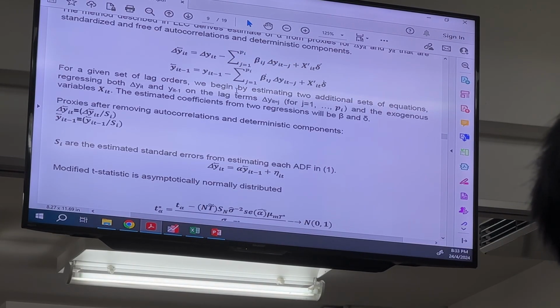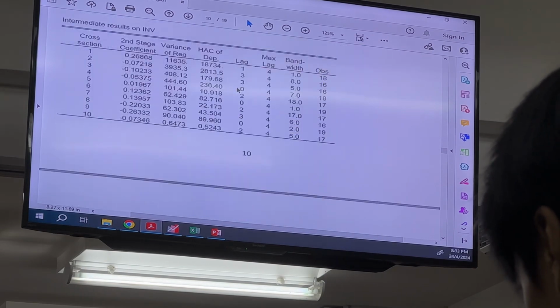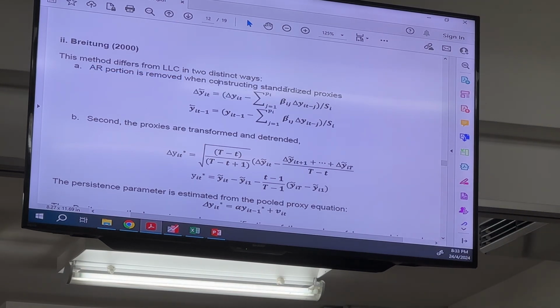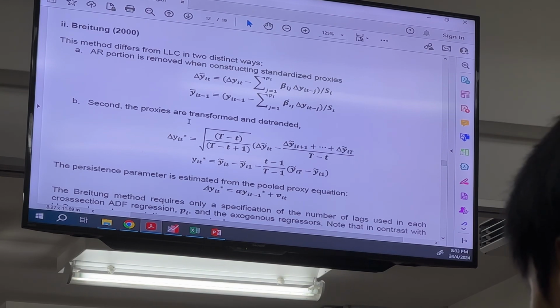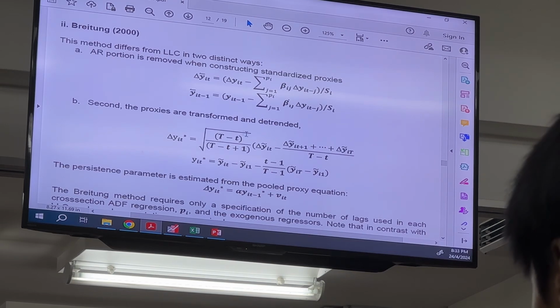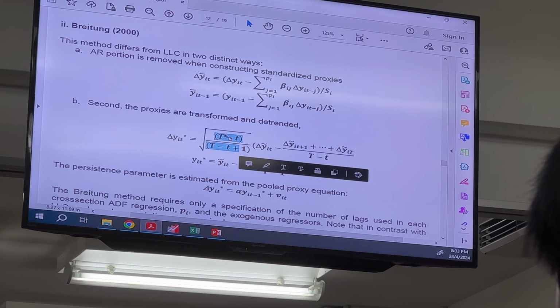This means that the autoregressive portion in the breakdown is removed when constructing the standardized proxy. And now the proxy is transformed and retrained. So how do they transform? They impose this version inside here and retrain.